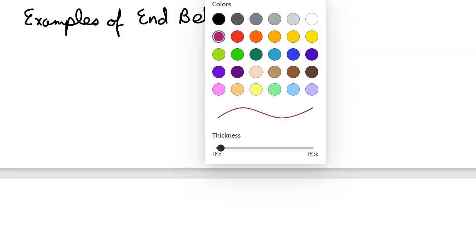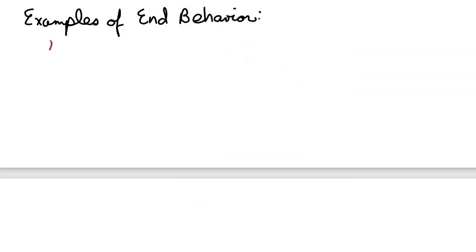In this video, we're going to look at some examples of end behavior. And we're just going to determine what the end behavior would be based on what we know about the polynomial. So for example, if I have f of x is equal to x squared plus 2x minus 5.